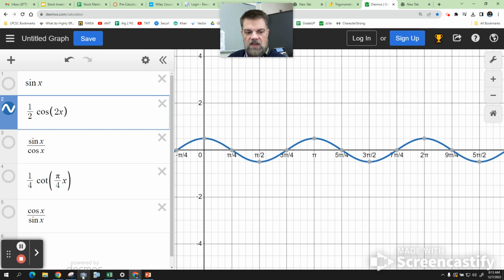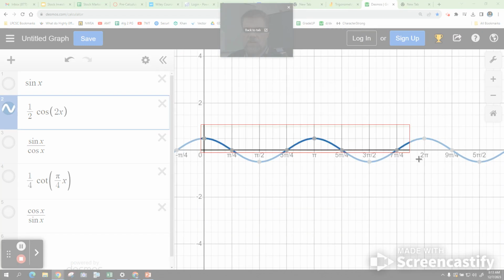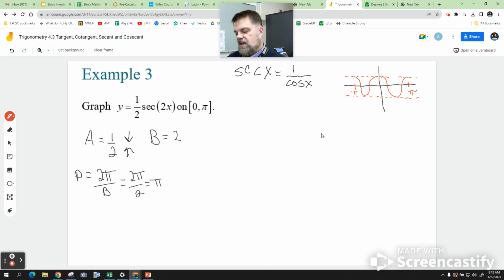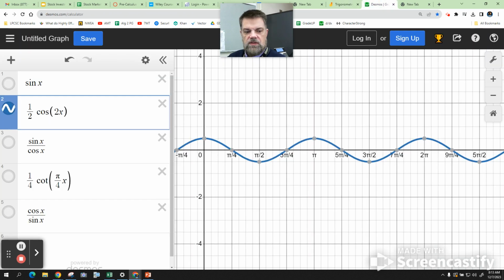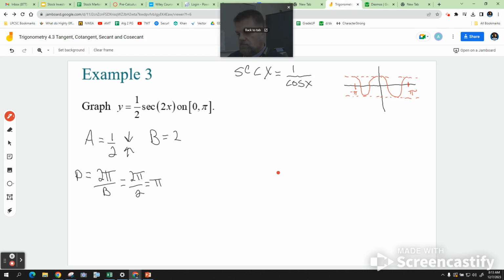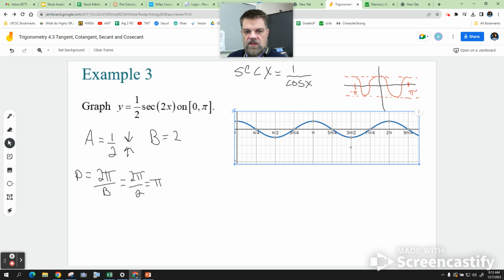And then we're going to compare that to secant. So secant is just going to be, I don't want to say you flip it, but I can't think of a better word than to say to flip it. So that's a better rendering of 1/2 cosine of 2x.